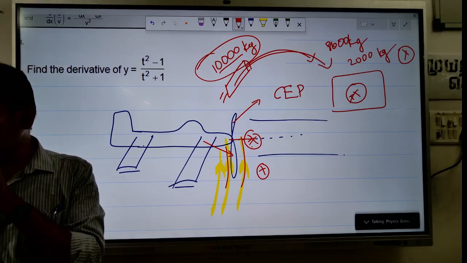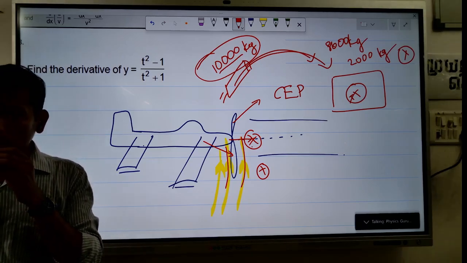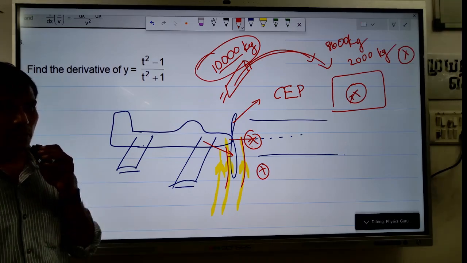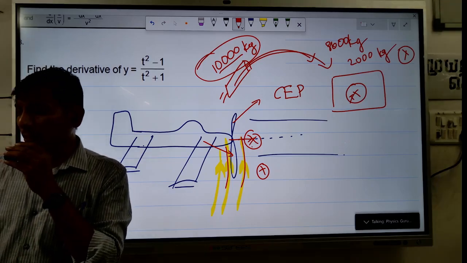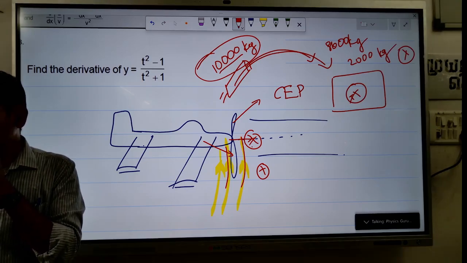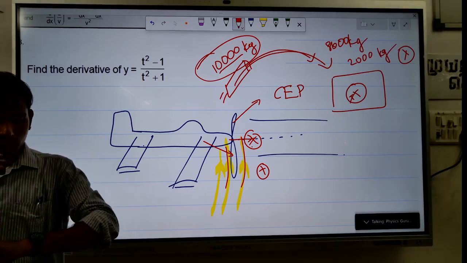I have to calculate the reduction in the mass also. So straight away taking an algebraic equation is not going to help me. I am going to take what equation? A calculus equation. Understood?